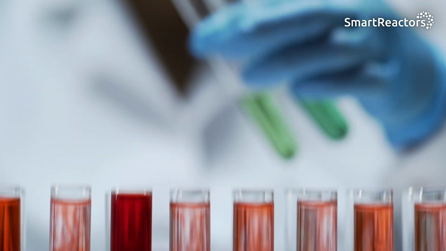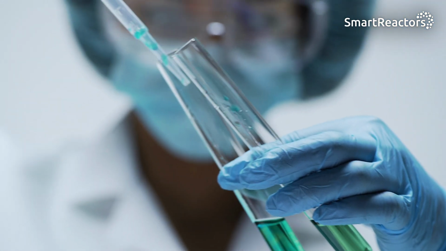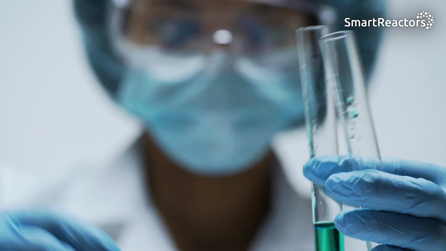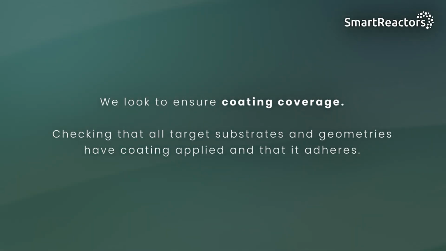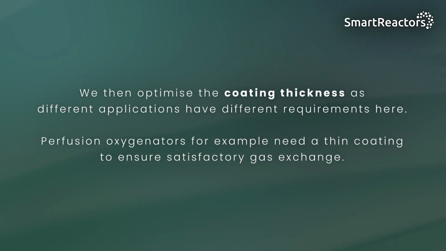To evaluate a coating, again, it all comes back to application, because what happens here determines how you evaluate your coating. You have to relate your application back to the coating. So getting a coating on the device is always the first step, and we do that during early feasibility studies. Broadly speaking, our studies are separated into a number of stages. We initially look at coverage. We look at making sure that all target substrates and all geometries allow the coating to adhere. That's step one. We then look at optimizing the coating thickness. Particular applications have very specific requirements here. For example, perfusion oxygenators need a very thin coating to allow gas exchange.